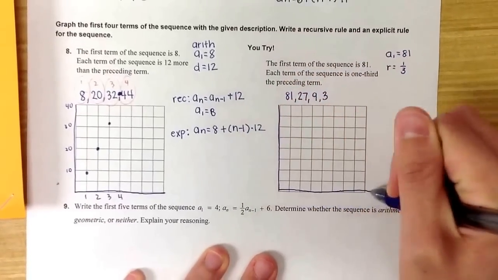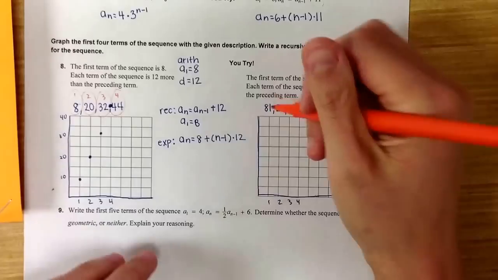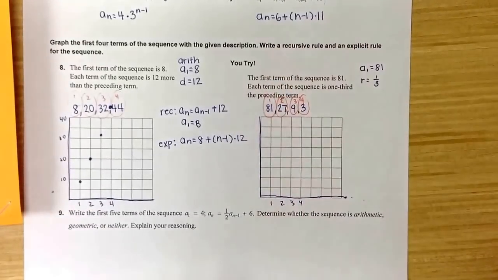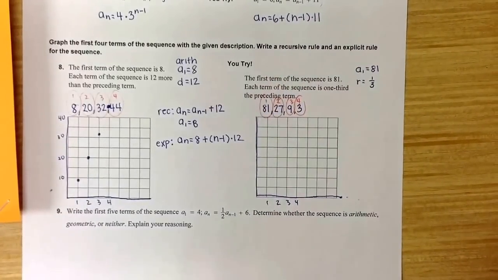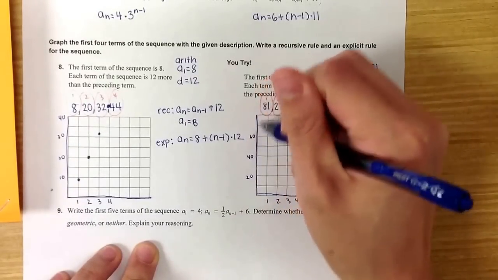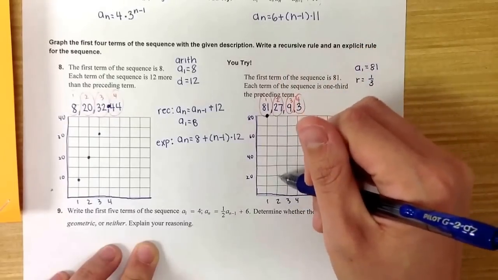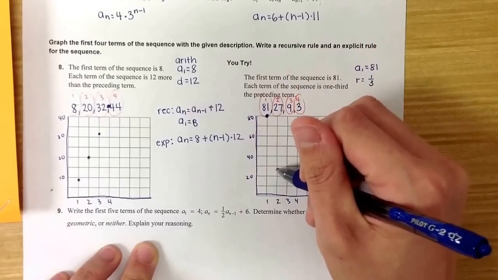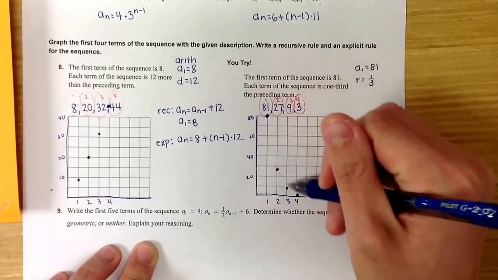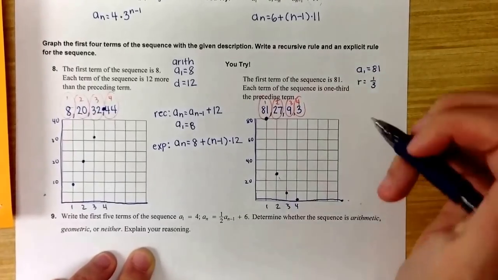So when we graph this, my first, second, third, fourth term, how do I know what my points are? Well, there we go. Looks like I have to get all the way up to 81, so let's count by tens. 10, 20, 30, 40, 50, 60, 70, 80. So (1, 81), (2, 27), (3, 9), (4, 3). Oh, look. It's exponential and it's geometric.